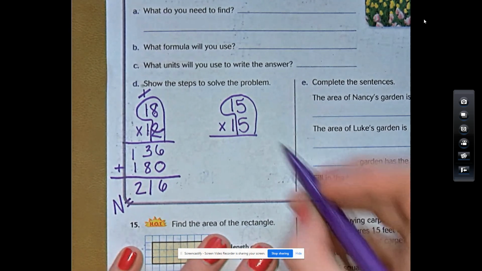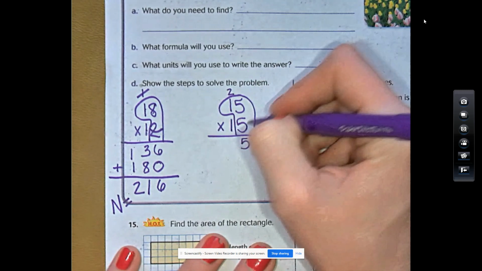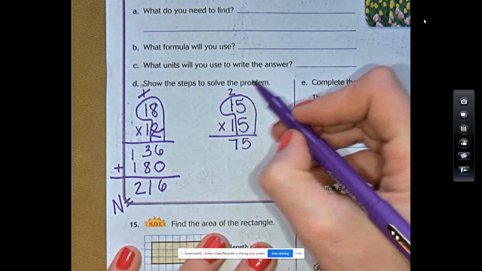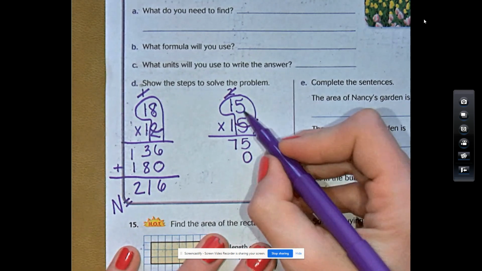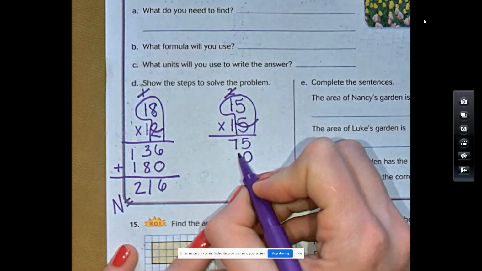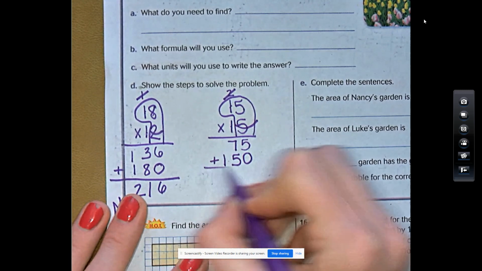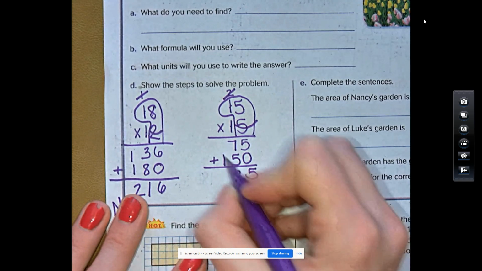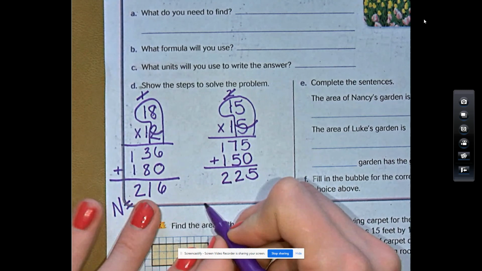5 times 5 is 25. 5 stays, 2 goes up. 5 times 1 is 5, plus 2 more is 7. Cross off carried numbers, draw a collar, lay an egg. 5 times 1 is 5. 1 times 1 is 1. 7 plus 5 is 12. 225. That's Luke's. So which one's bigger?